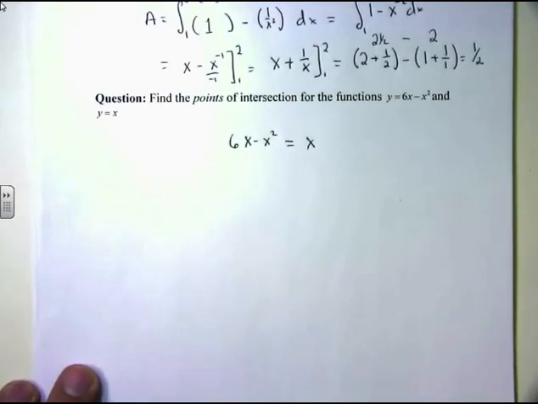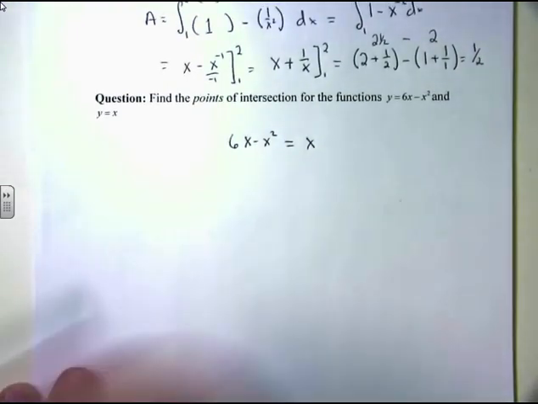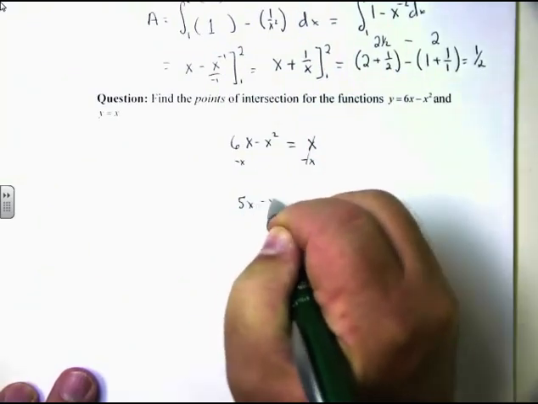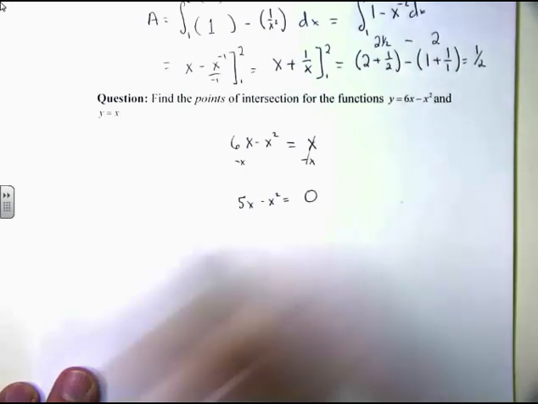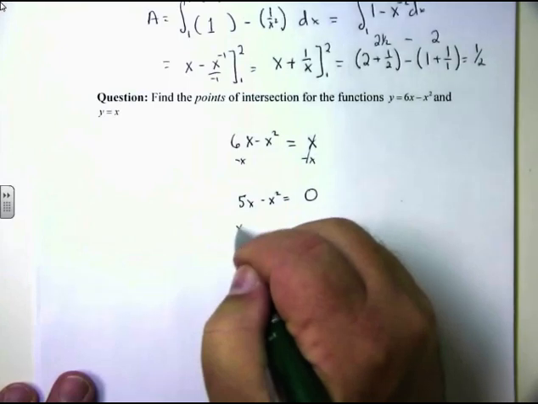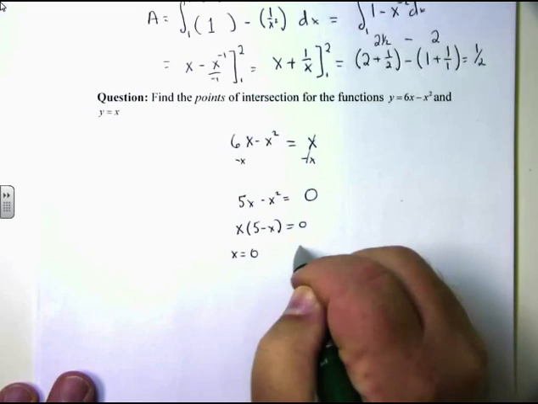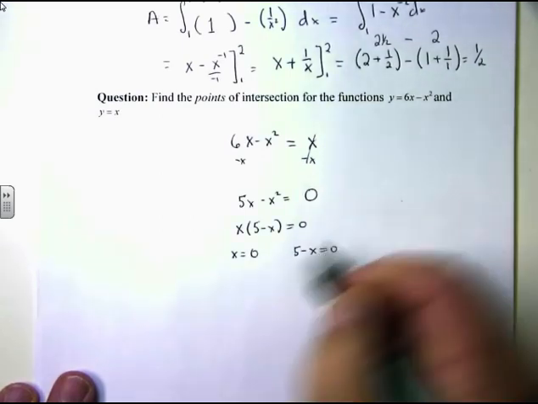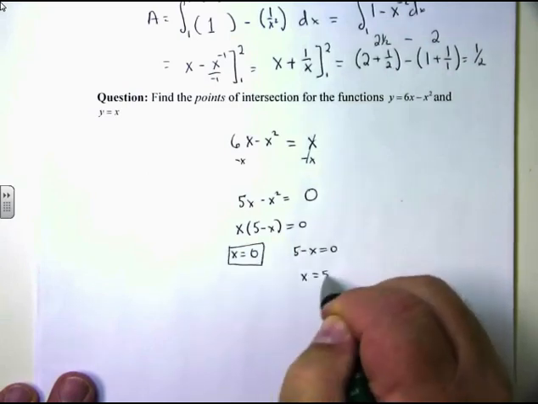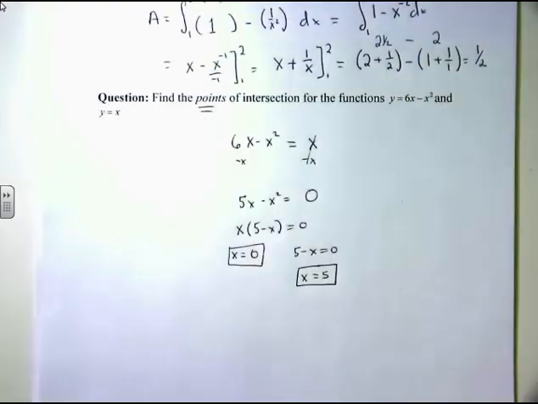6x minus x squared equals x. And now I'm going to solve this thing. Classic quadratic, so I'm going to set it equal to 0. I would subtract x from both sides. This gives me 5x minus x squared equals 0. It's a binomial, two terms. I can pull a factor out of it. I can pull an x out. That leaves me with 5 minus x equal to 0. I set each factor that has an x in it equal to 0, and I solve. I get x equals 0, and solving for x here, I'd add x to both sides, and x would be equal to 5.